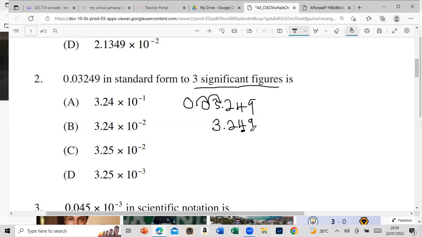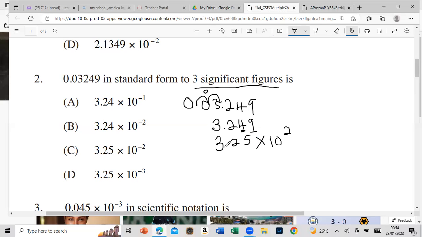So what we do, we go immediately to the right. Now this is 9. So once it's greater than or equal to 5, so it's 5, 6, 7, 8 or 9, we're going to add 1, so it is 3.25 times 10 to the number of places that we move. Now we moved 2 places here.